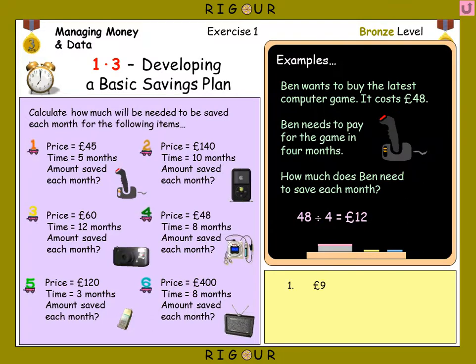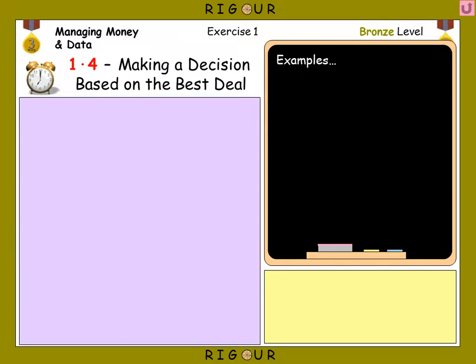So the first one is £9 a month needs to be saved. Number 2, £14 a month. Number 3, £5 a month. Number 4, £6 a month. Number 5, £40 a month. And number 6, £50 a month. So give yourself a score and we'll move on to our last assessment standard, which is 1.4, making a decision based on the best deal.